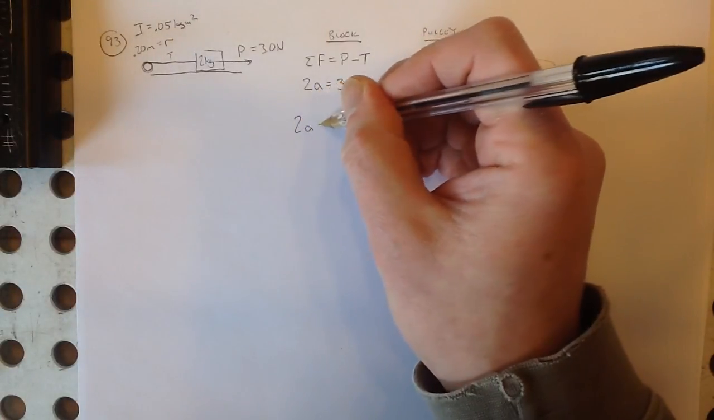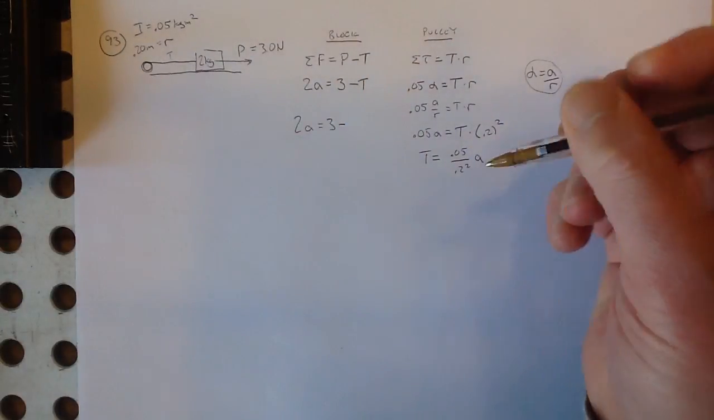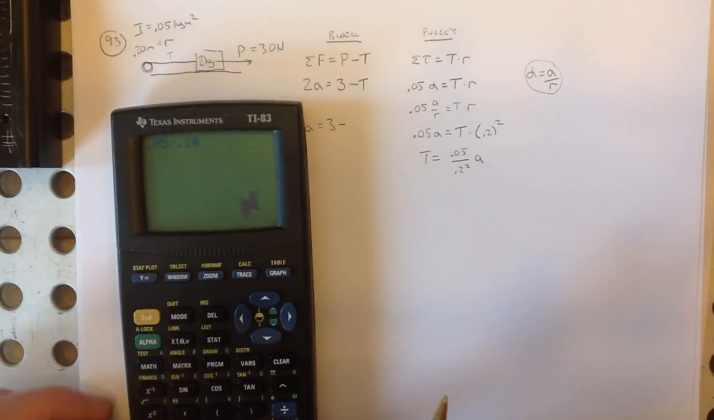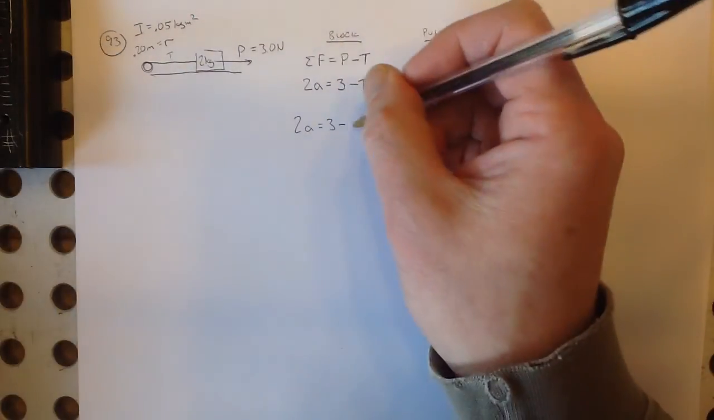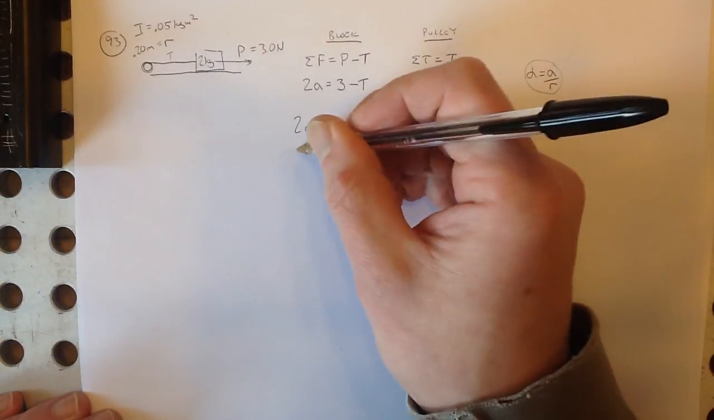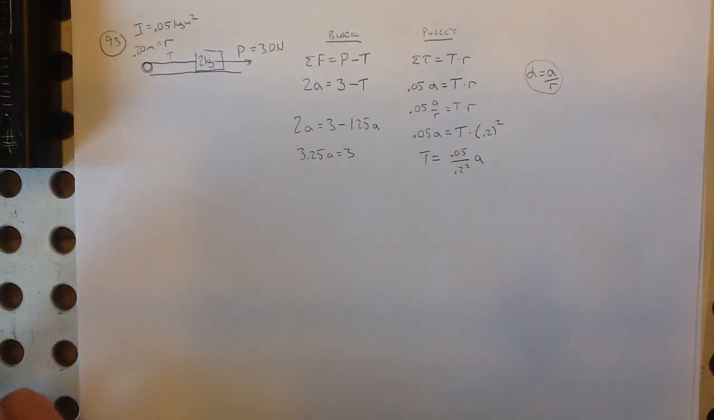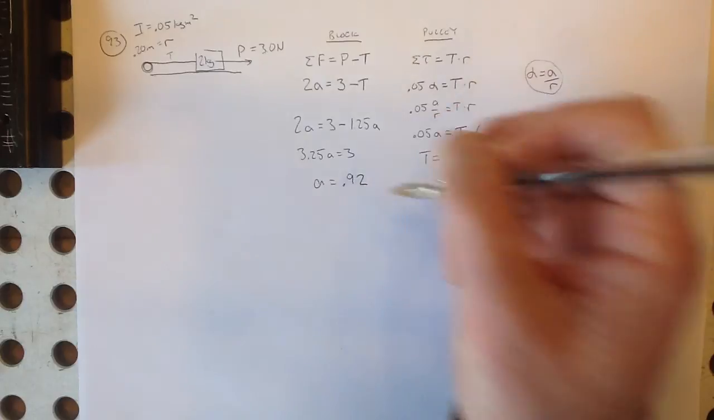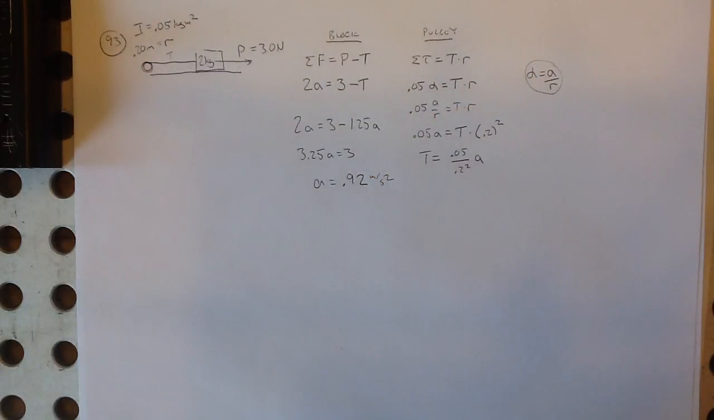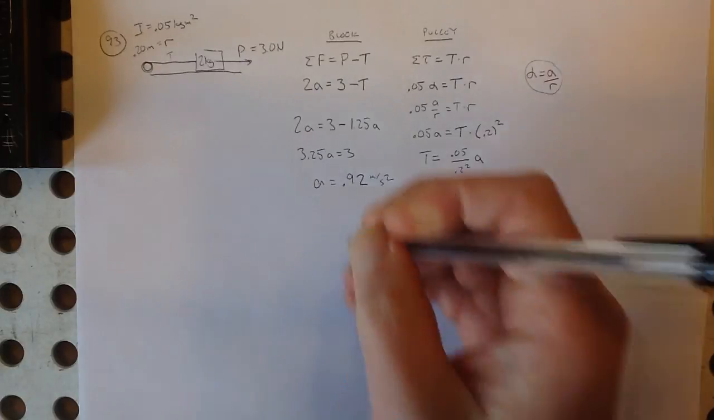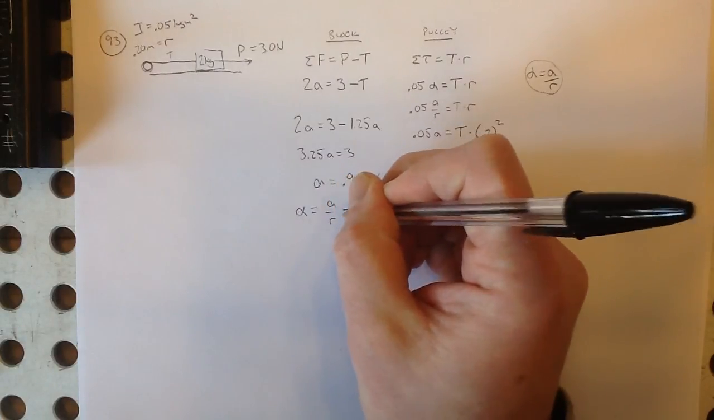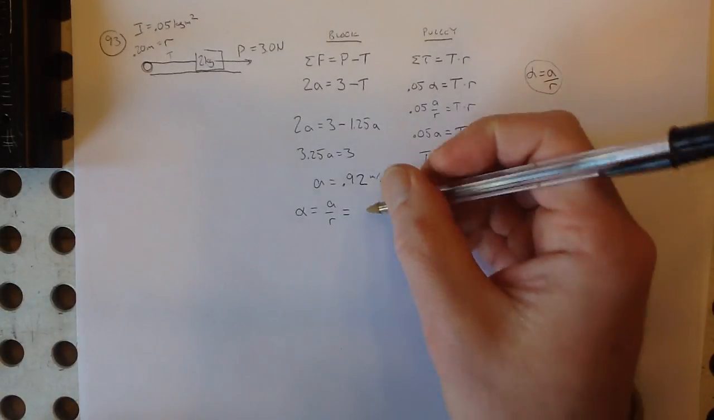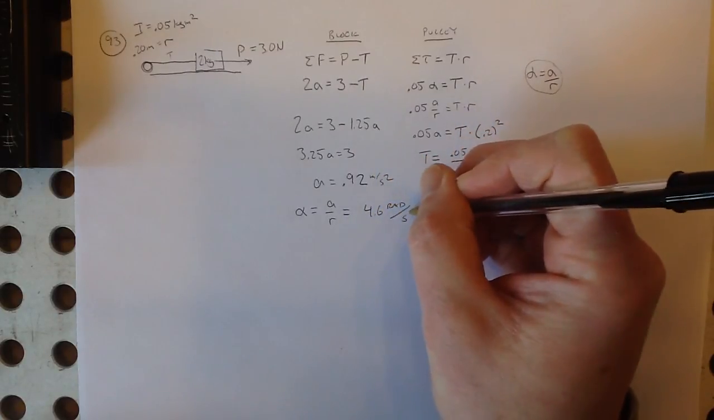So 2a is equal to 3 minus, let's see, what's 0.05 divided by 0.2 squared? It is 1.25. So adding that over here gives me 3.25 a is equal to 3. So a is about 0.92 meters per second squared. But I think they asked for the angular acceleration, didn't they? They did. So the angular acceleration is a over R. That's 0.92 divided by the radius, which is 0.2. So that's about 4.6 radians per second squared.